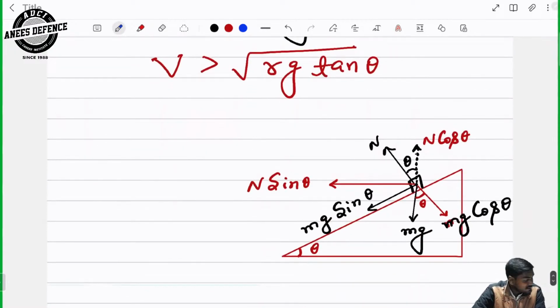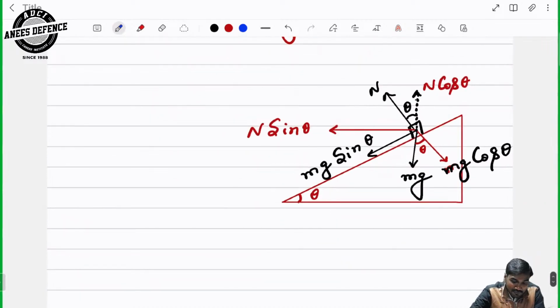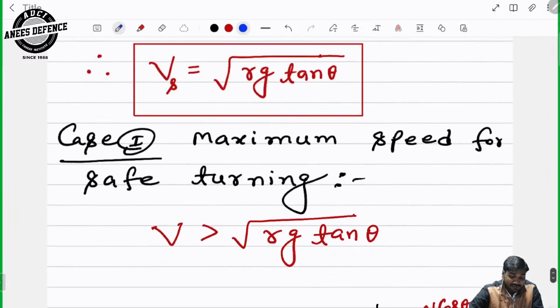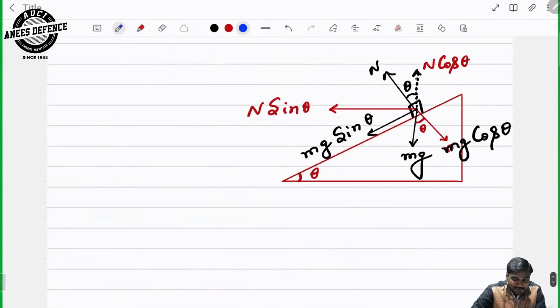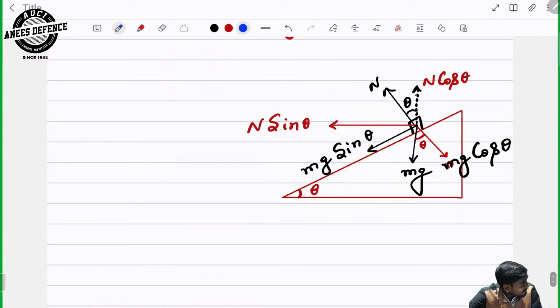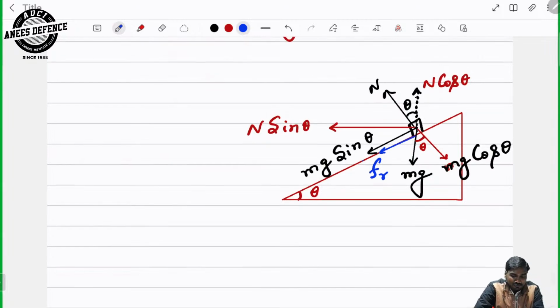So your velocity should be greater than root of rg tan theta, which means n sin theta should be greater. So a friction force will act in the downward direction. Listen carefully. In case of the maximum speed limit, your friction force will act in the downward direction. So consider the friction force acting downward. This is the friction force. Yes or no? Yes. So what is the angle between the friction force and the normal n sin theta? Theta. Yes or no? Yes.